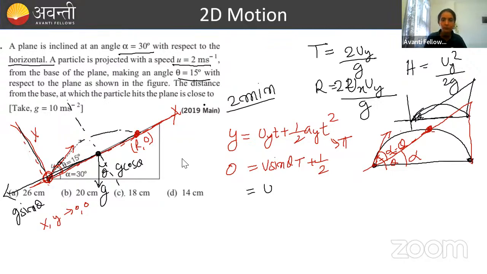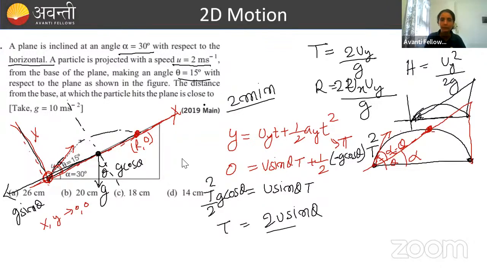So put here u sin theta t plus, here what will you put for a y? Minus g cos theta t squared, right? Now you solve for this. This is 0, bring it to the other side. So this will become half t squared by 2 g cos theta, right? So one t will get cancelled. T will become how much? 2u sin theta by g.